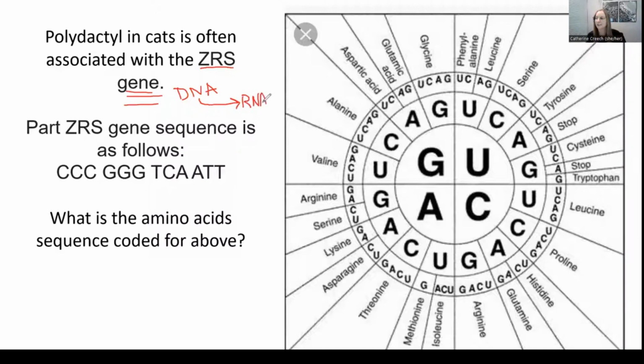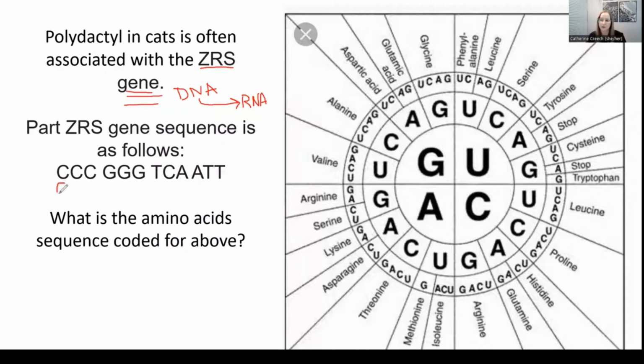So if the gene has this sequence, I know that this is in DNA and I want to transcribe it to RNA, and then I'm going to use my codon charts. I also have a different hint here that this is DNA, and I can tell it's DNA because it includes the T. So only DNA has T, RNA is going to use U. So I'm going to transcribe this into RNA.